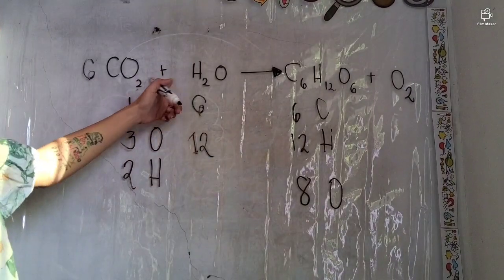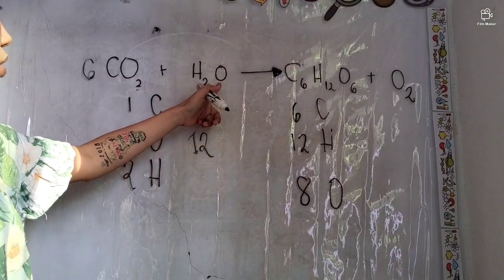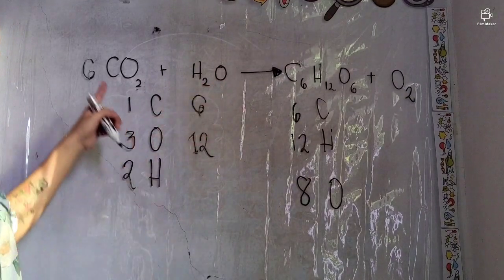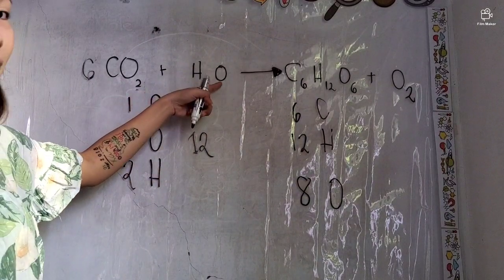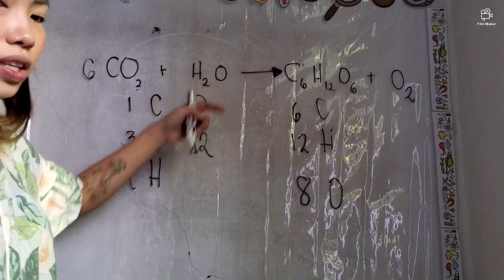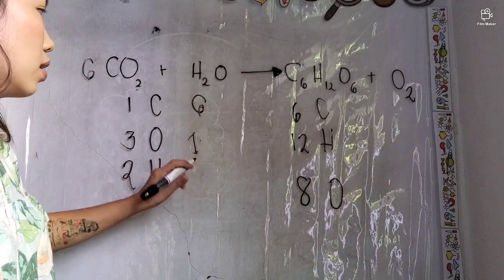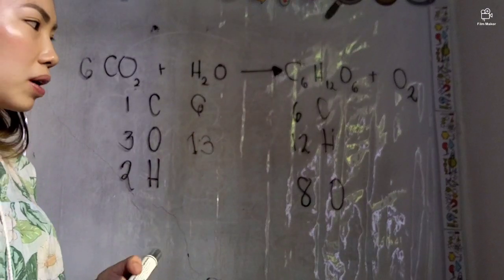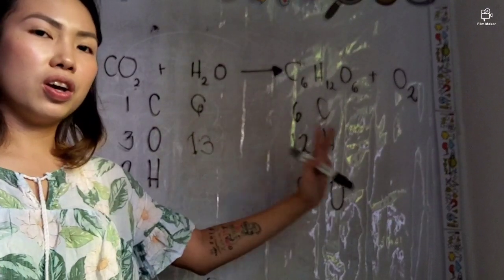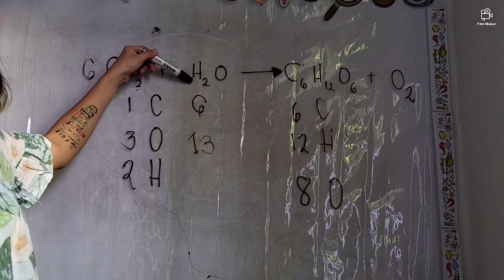But we forget that we still have oxygen here. So, if we have more oxygen here, we have 6 times 2 is 12, plus we have one more oxygen here, plus 1. So, our oxygen will be 13. So, it's still not balanced with the oxygen on the other side. Let's go first to hydrogen.